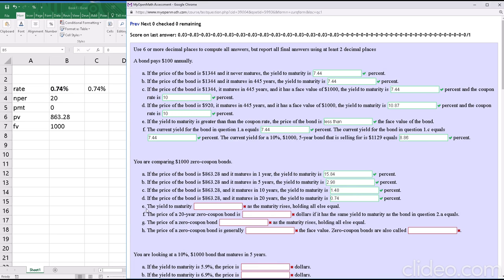Now, down here in 2E, the yield to maturity does what as maturity rises? As maturity is increasing, what's happened to the yield to maturity? Well, it falls. The price of a 20-year coupon bond is what, if it has the same yield to maturity as the bond in question 2A?